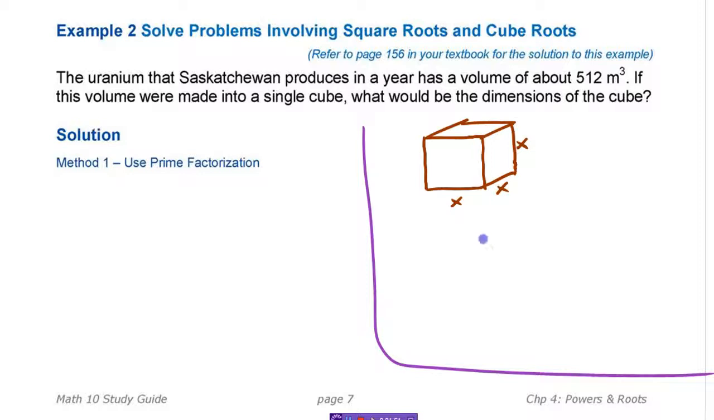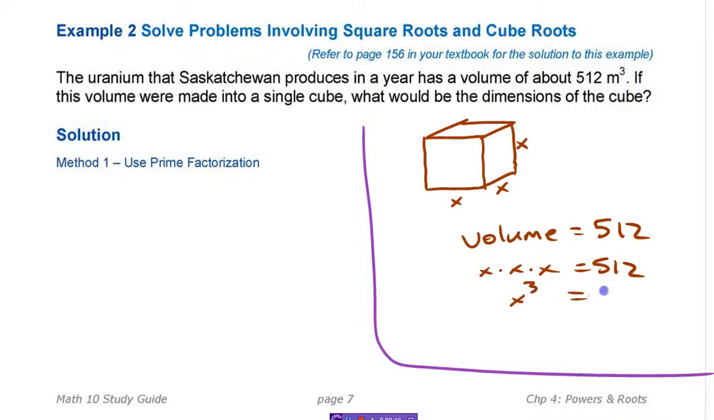I would even write an equation here. We don't know what X is, but we know that X cubed, or in other words, we're looking for the volume. No, we're not looking for the volume, we have the volume. But we know that X times X times X is 512, or in other words, X cubed equals 512. So how do you find what X is?